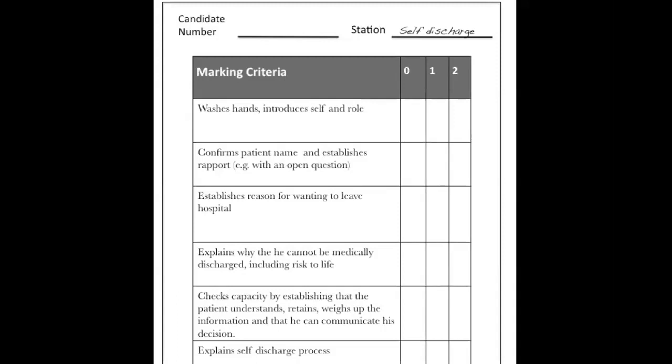He will ask, what's your name? My name is Kaza. Show me your number, and he will write your number here, like 5032. This is a station of DAMA, or discharge against medical advice. You go to the patient, you wash your hands and introduce yourself. If you did it, he will put 1, he will put 2, and then confirm the patient's name.